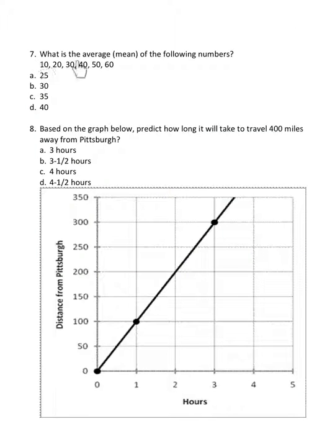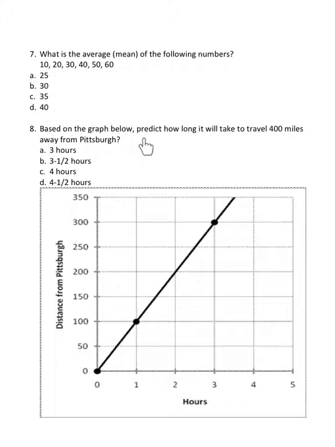Number 7. What is the average or mean of the following numbers? 10, 20, 30, 40, 50, and 60. A. 25, B. 30, C. 35, D. 40.